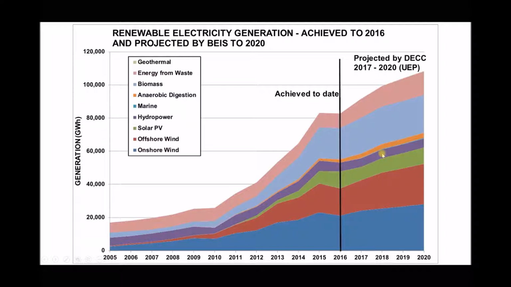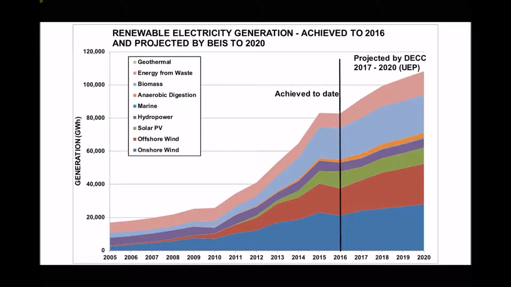However, moving up nearer the top, we do see some increase in the use of biomass. And we do see some increase in the use of energy from waste, which is essentially the burning of waste to produce electricity. But it seems that most of the emphasis is going to be on wind power.